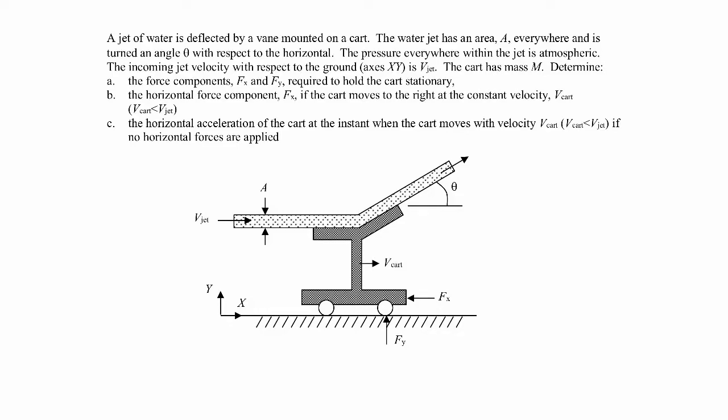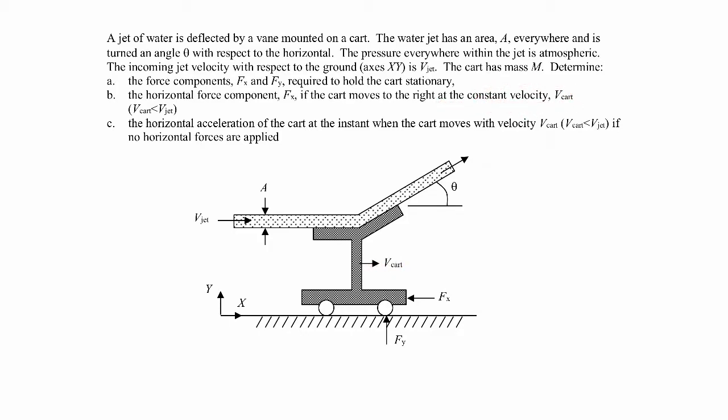All right, in this example, we have a jet of water that's being deflected by a vane mounted on a cart. So you can see the water coming in here with the velocity v jet relative to the ground and a cross-sectional area A. It hits this cart, and the cart could be traveling at velocity v cart. I think in part A of this, the cart's stationary. Part B, the cart's moving at a constant velocity off to the right.